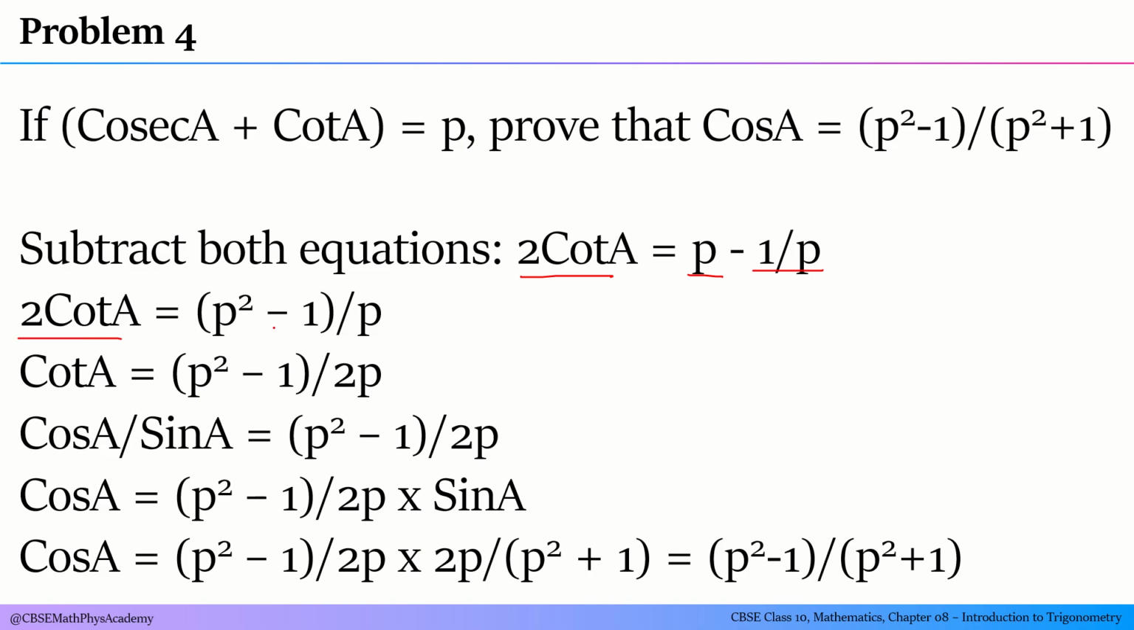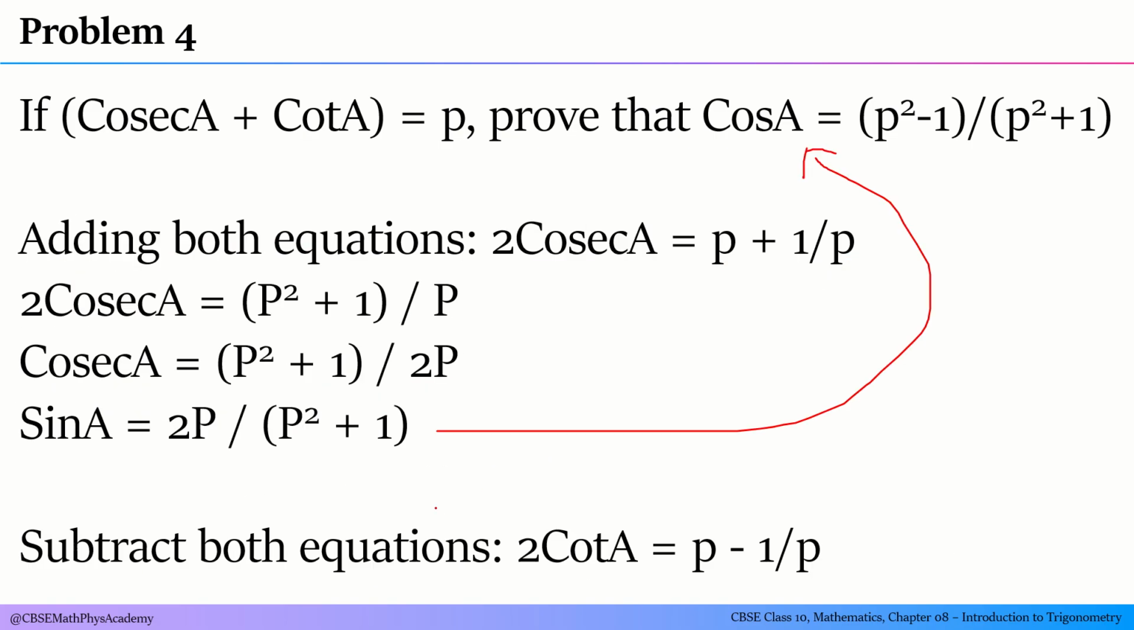I am going to add it and it becomes p square minus 1 divided by p. Cot A, this 2, I am going to bring it down to the denominator part. Cot A is equal to p square minus 1 divided by 2p. Cot A is nothing but cos by sin. I am going to substitute this: cos A by sin A is equal to p square minus 1 divided by 2p. Sin A I am going to take to the other side of the equation. Thus cos A is equal to p square minus 1 divided by 2p into sin A.